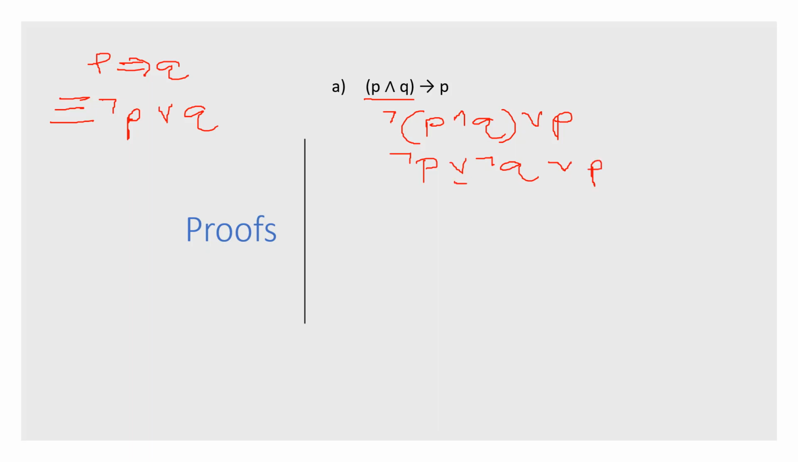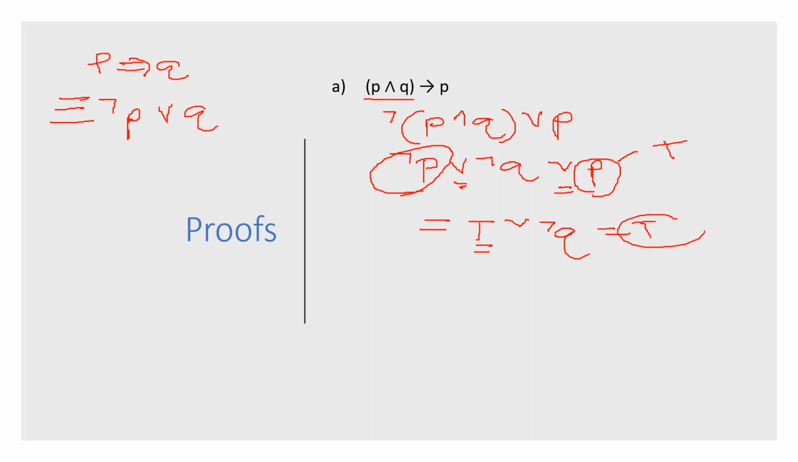Now, because these are all the same operators, it doesn't matter which order you write them; you can commute them. If you commute them, you can see that this part here, not P or P, in fact gives you true. So we can just say this is the same as true or not Q. But is this a tautology? Yes, because it doesn't matter what the Q is. Because this is a disjunction and we have a truth here, the whole thing is true. So that's a way to prove that this is a tautology.